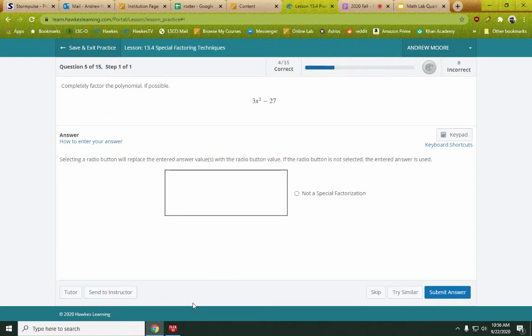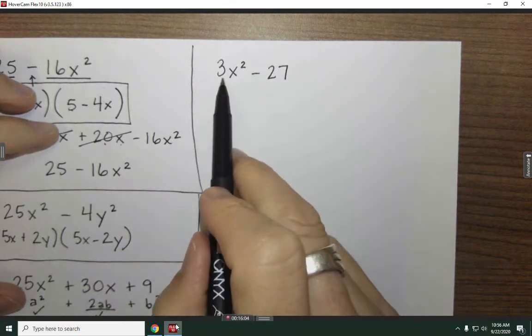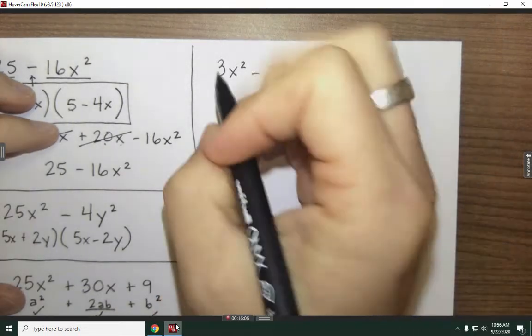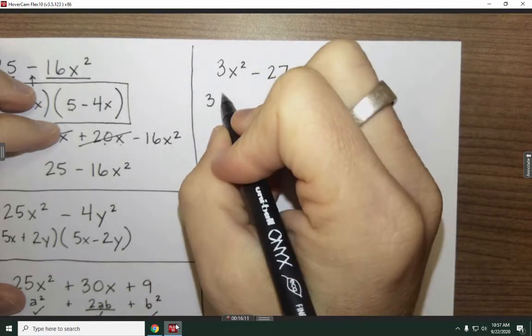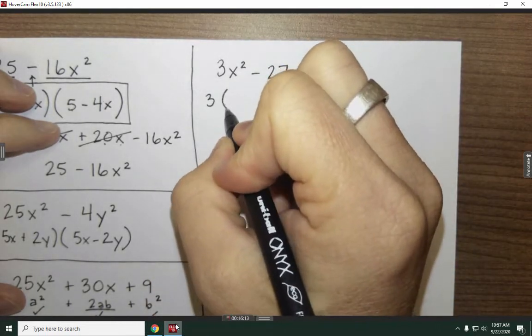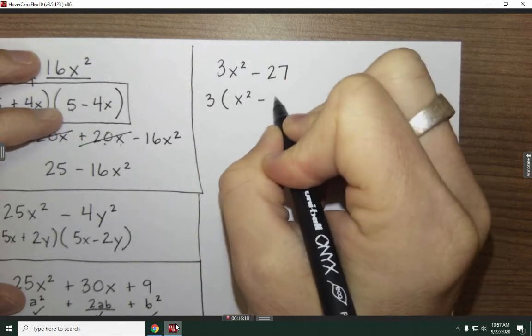Completely factor the polynomial if possible. So just like we were doing on the previous sections, our very first step needs to be that we try to take out a greatest common factor. Now, if we look at both these numbers, we'll be able to decide, hey, we can take out 3. We can divide 3 out of both these. So what that does is leave x squared minus 9 behind.